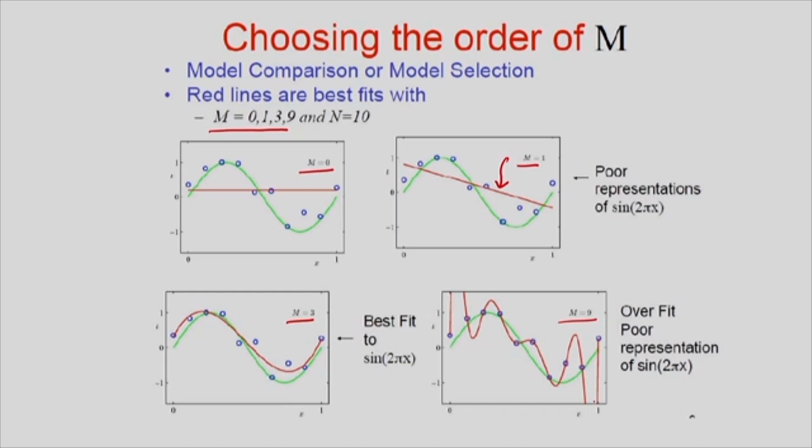So you can see how to select the model order. Because we have a limited number of training samples, we have to consider a simple model rather than a very complex model. The complex model is m equal to 9.